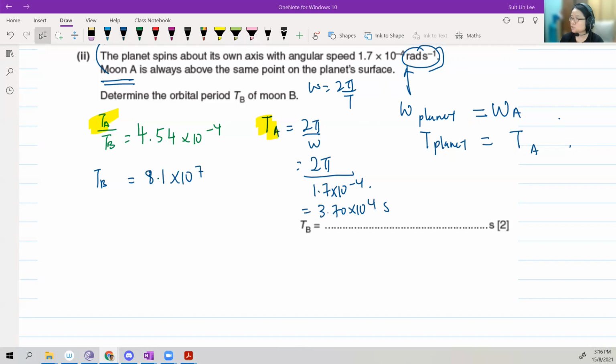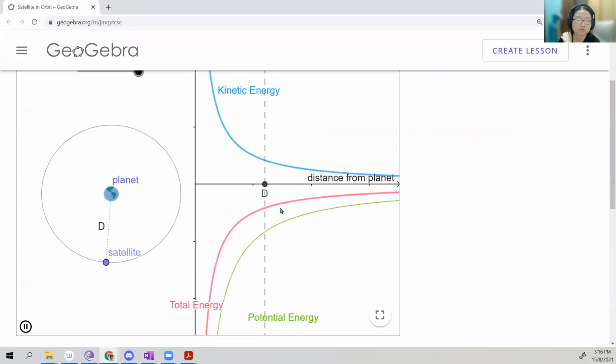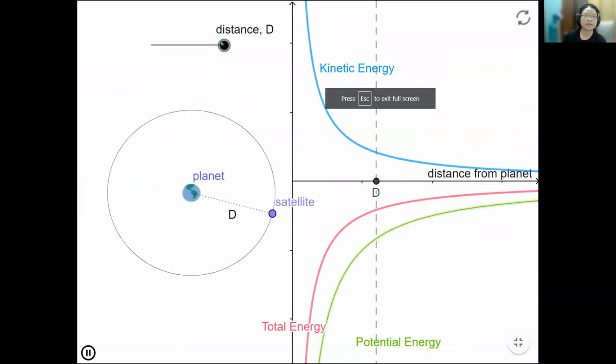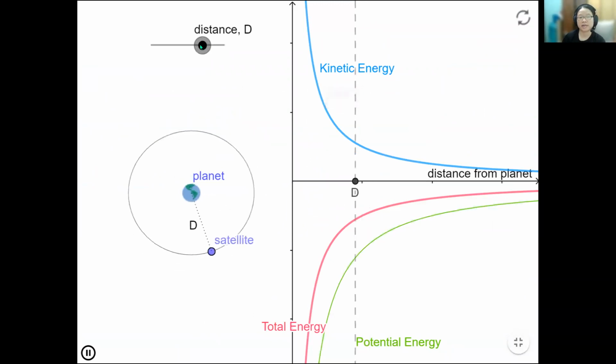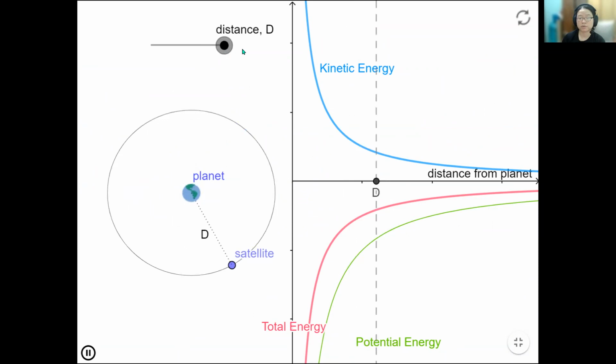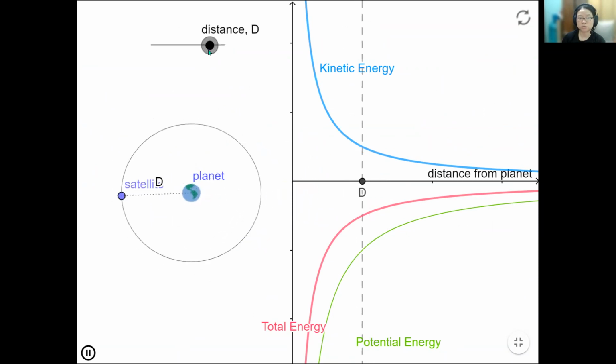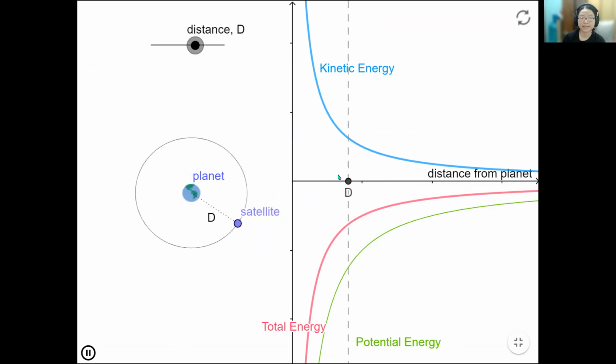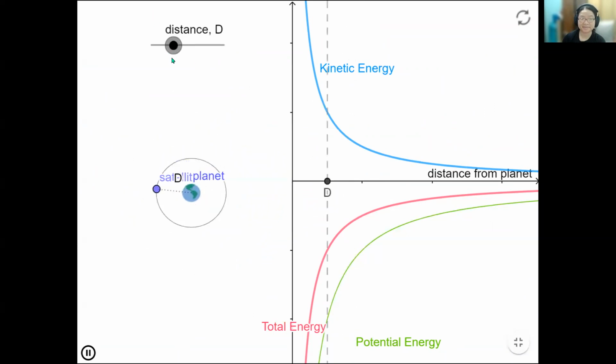Okay, some interesting simulation to look at before we round off this chapter would be about the energy. The energy graph that I drew is this one. Depending on where the satellite is, as the radius decreases, the satellite is moving faster, so the KE increases. But your PE is dropping because it's moving closer to the planet's surface, and so is your total energy.